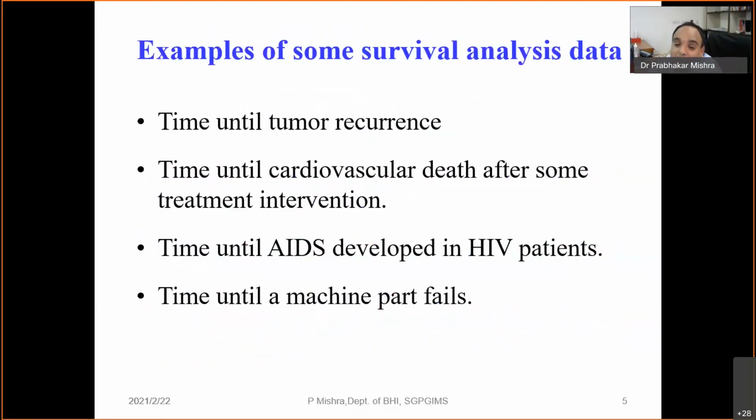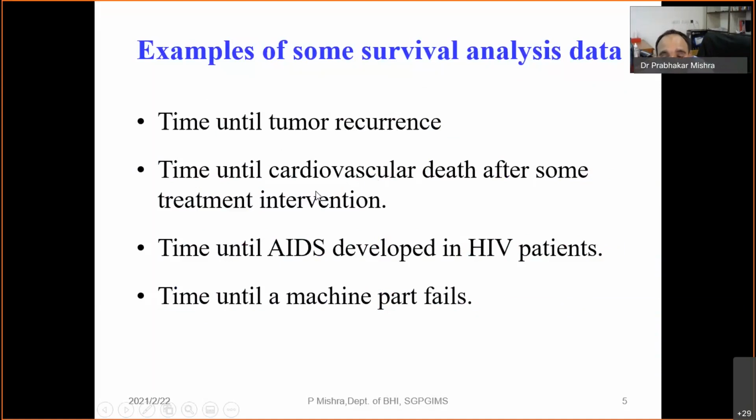These are some examples of survival analysis data, like time until tumor recurrence. After the treatment, we start the follow-up up to the recurrence of the cancer or tumor. The tumor may be benign or malignant. So this is time until tumor recurrence; we start the follow-up up to tumor recurrence.